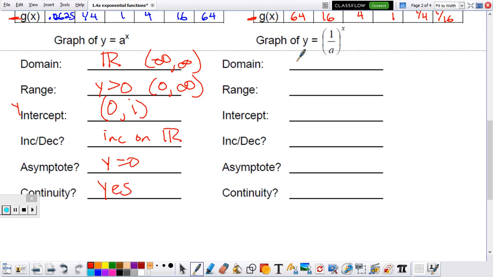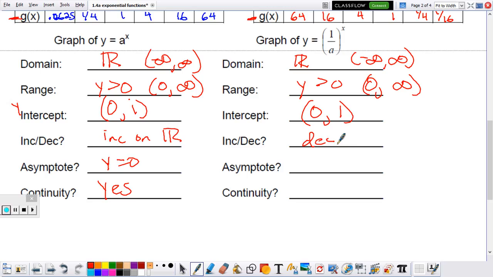Now looking at the decay functions, they also have a domain of all real numbers, or negative infinity to infinity. They also both have a range of y is greater than 0, not equal to. They also have a y-intercept of 0, 1. The difference is these are decreasing on all real numbers. They both have an asymptote of y equals 0, and they are both continuous.